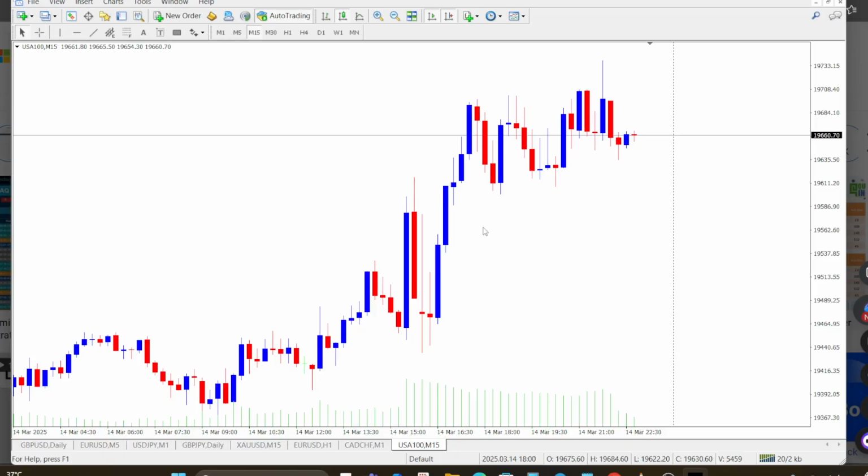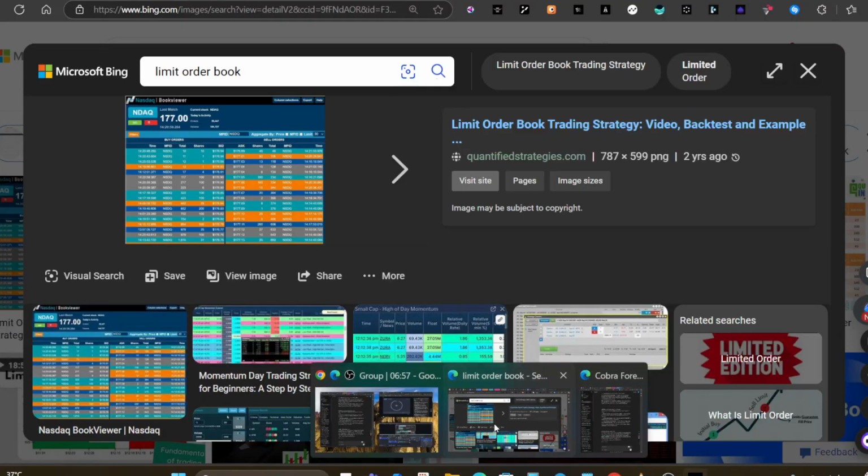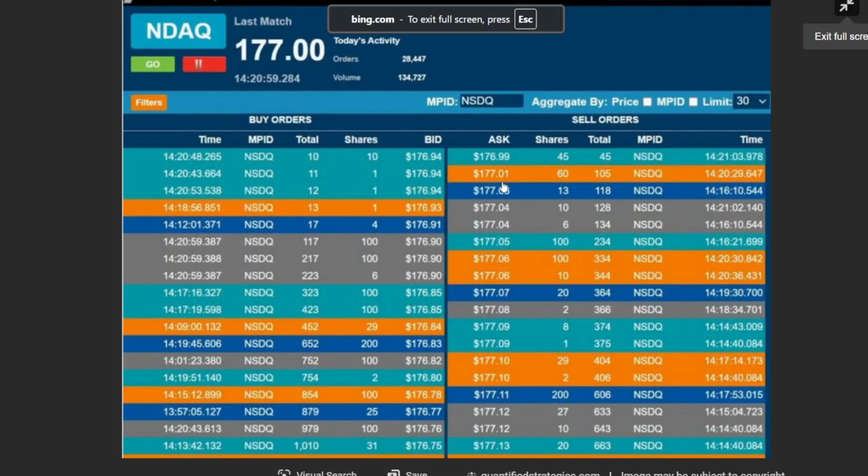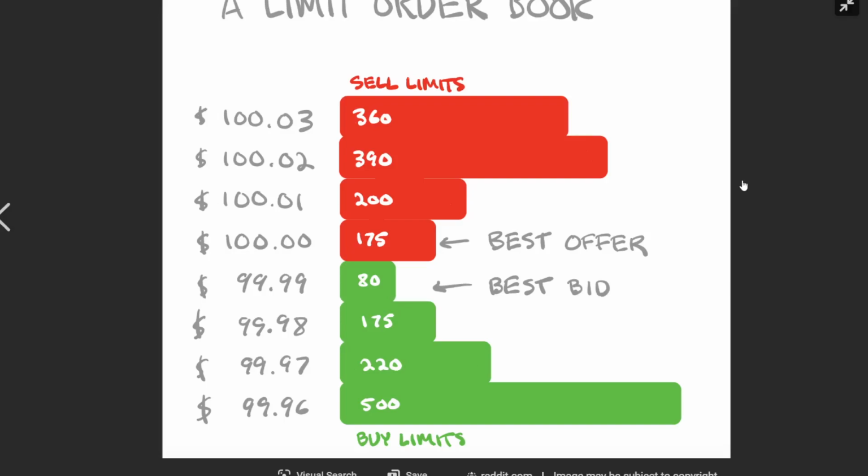So that is it for this breakdown of the limit order book trading strategy. Now you have the knowledge to spot liquidity zones, detect market imbalances, and place trades with confidence.